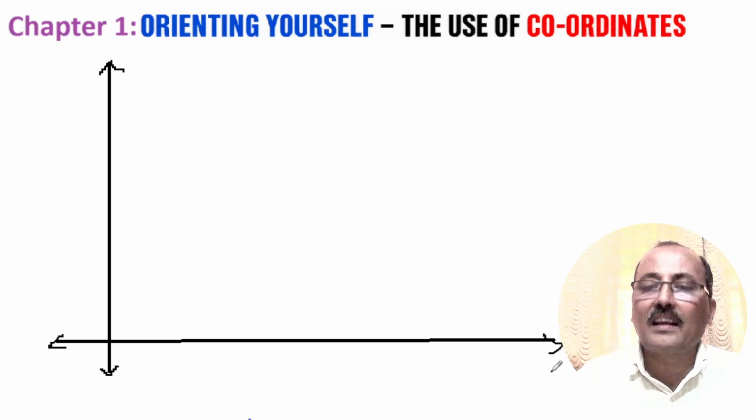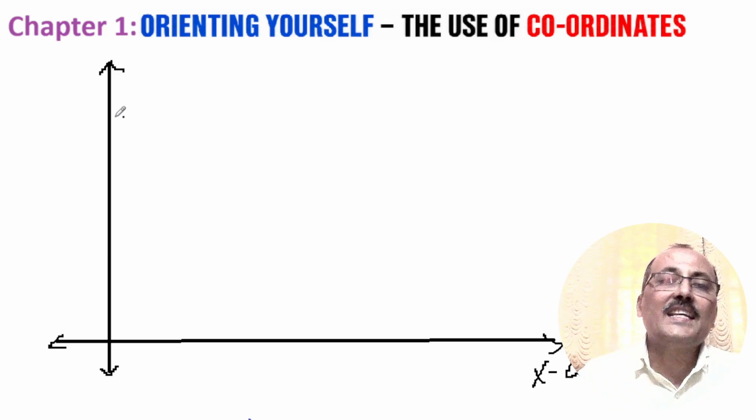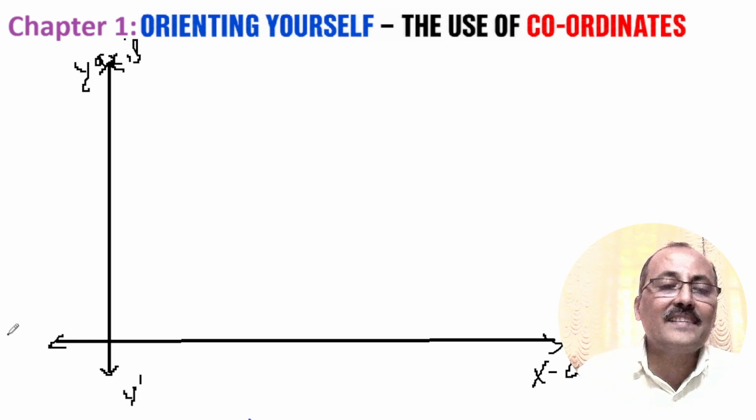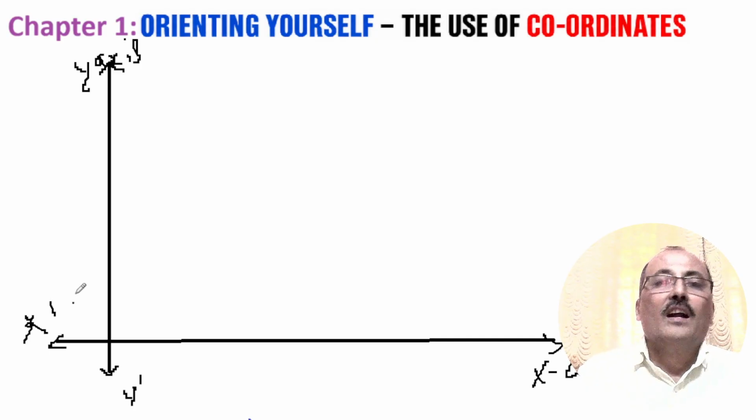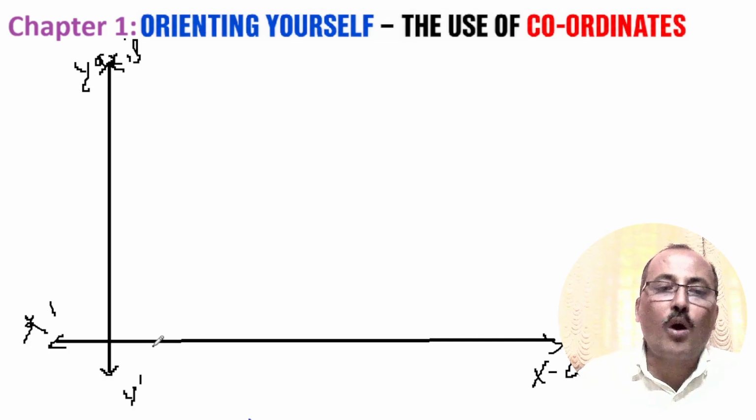And in the previous video, I said that this is the x-axis, and this is the y-axis. This one is y dash and this is x dash. Now, this horizontal x-axis will have the points.